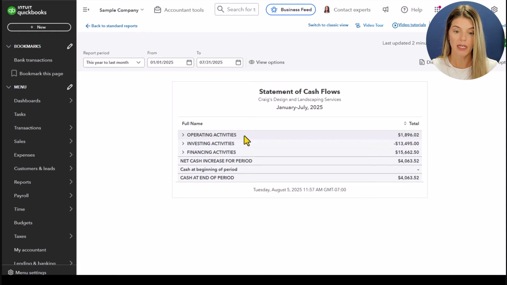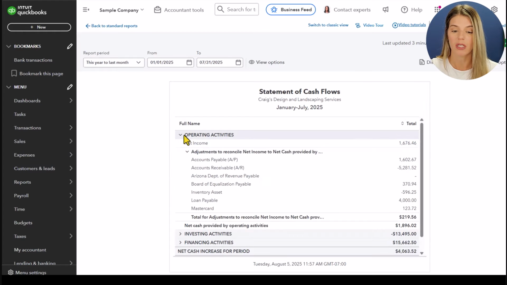So really, operating activities are going to be like your day-to-day transactions. It's going to be the changes in your accounts receivable, changes in your accounts payable. It's basically just showing most of the changes on your P&L, and then also things that are affecting, like, paying off your credit cards and things like that.